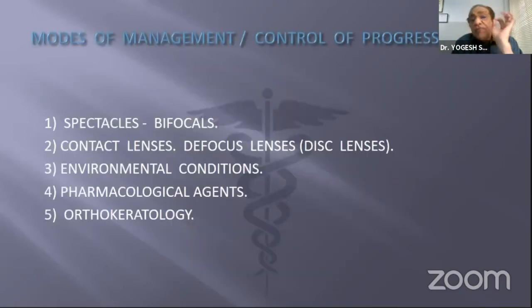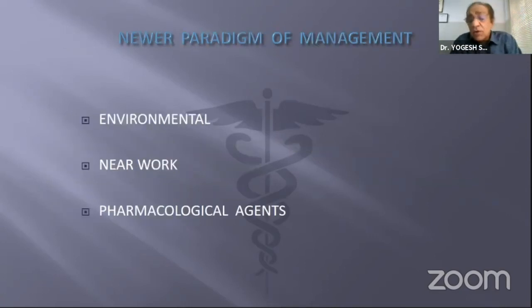Now, the modes of management. We have seen all the factors which have been found to be prevalent for the causation and progression of myopia. Now, how do we control myopia and its progression? We have 5 things in our armamentarium: spectacles, bifocals, contact lenses, which are now recently used as defocus contact lenses known as DISC lenses, then environmental conditions, pharmacological agents, and orthokeratology. Because of the paucity of time, I'm not going to go into the details of what DISC lenses and orthokeratology are.